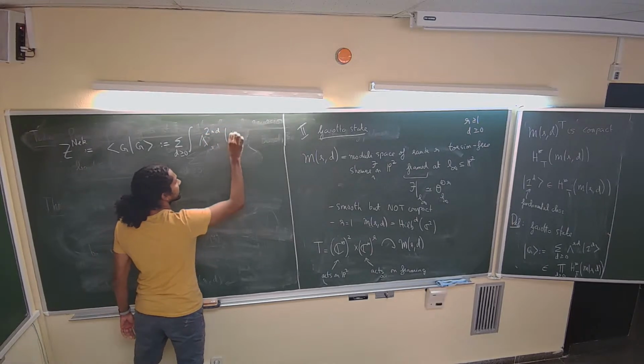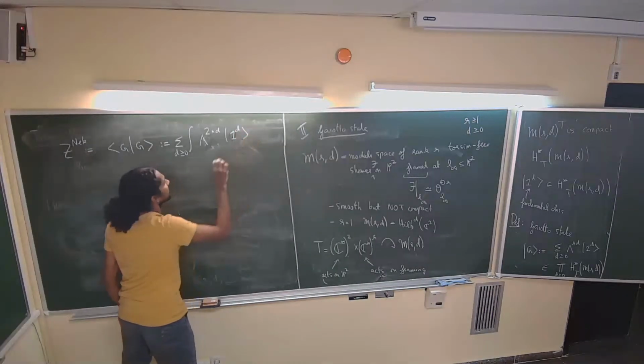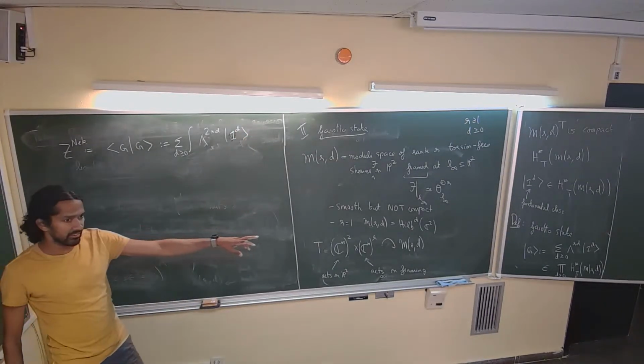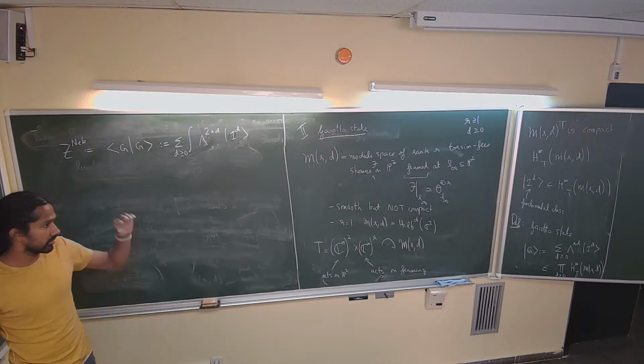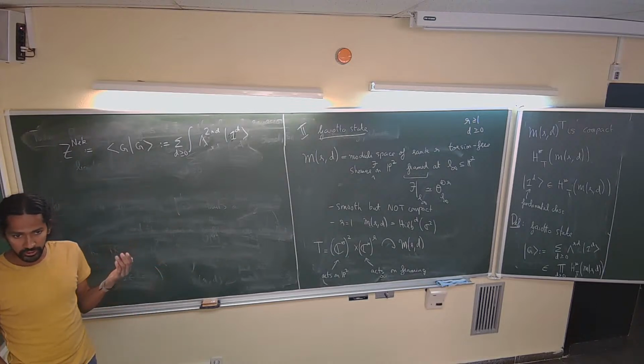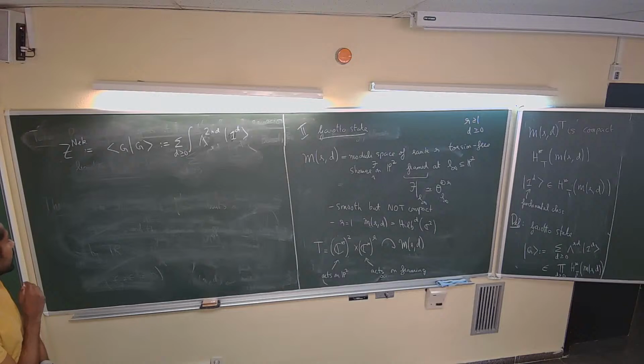Maybe this is something I didn't really mention, but in physics this lambda usually appears as the energy scale of the theory. So it's like some cutoff for the partition function, for the integral. Okay. Good.